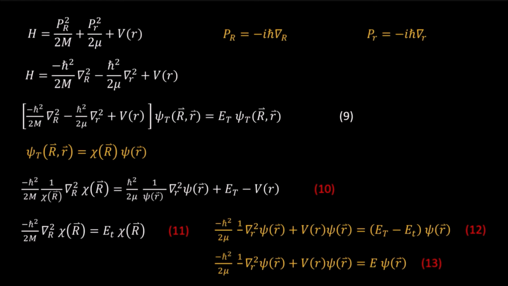Now if we choose the coordinate system in such a way that the center of mass is at rest, then this E small t will be 0 and this E is equal to the total energy of the system. Then the Schrodinger equation for the relative motion can be written like this one. Here also this one is a mistake, you don't need to consider this one.